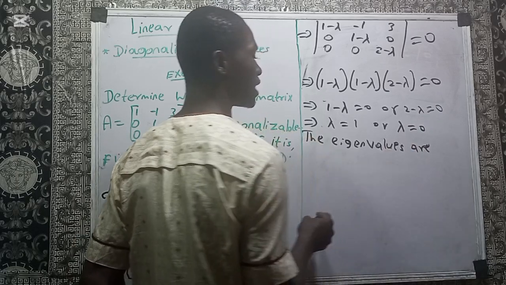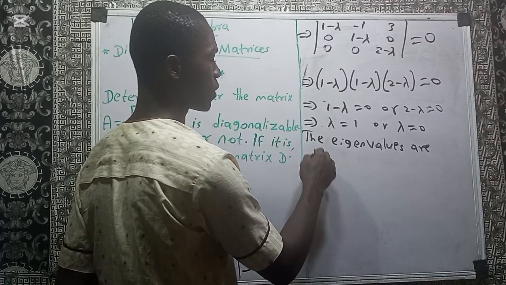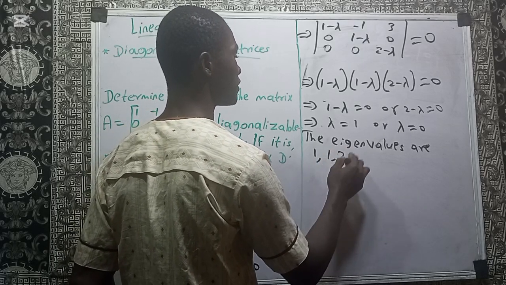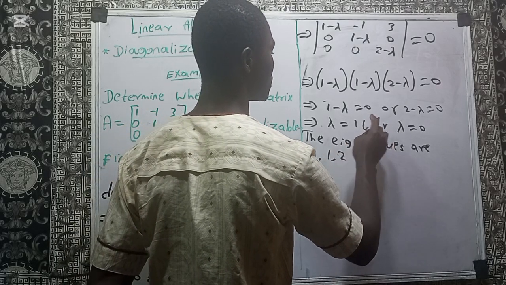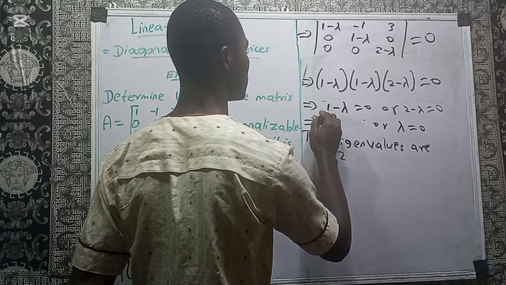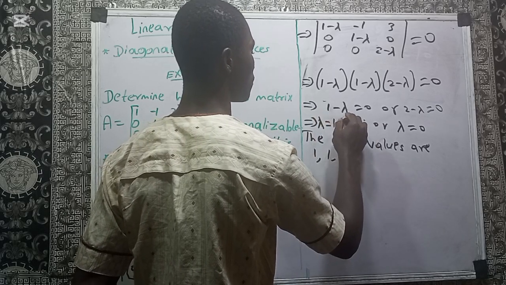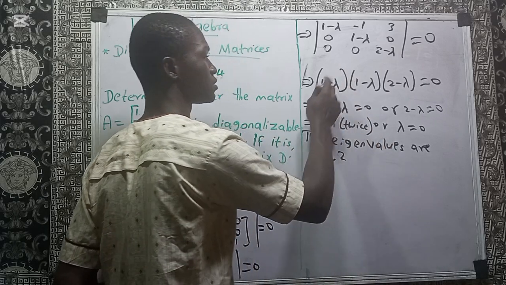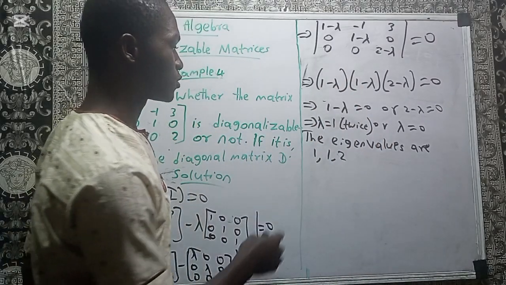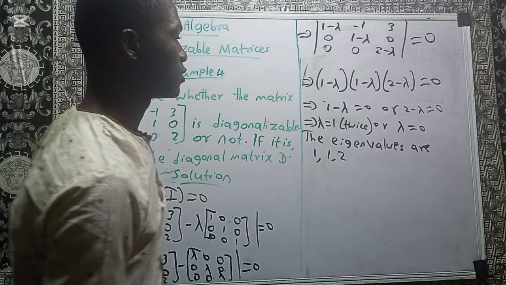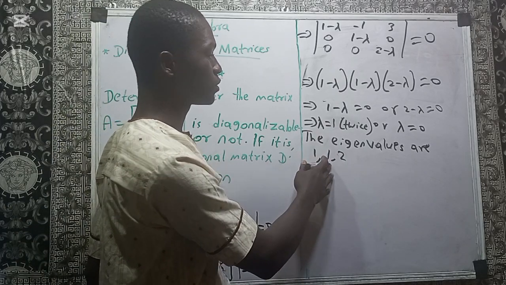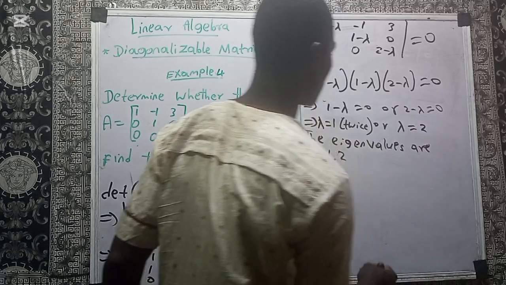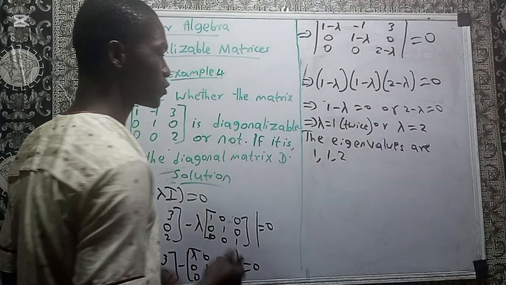So the eigenvalues are 1, 1, 2. So lambda equals 1 will be 1 twice, right? Because we have the same bracket here. So these are the eigenvalues. We have 1, 1, and then lambda equals 2. This is what we have.